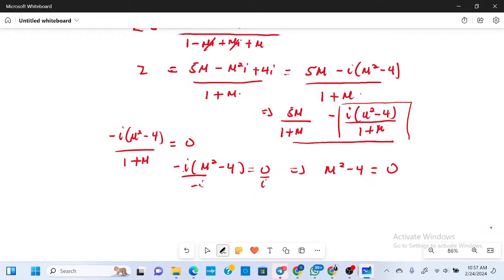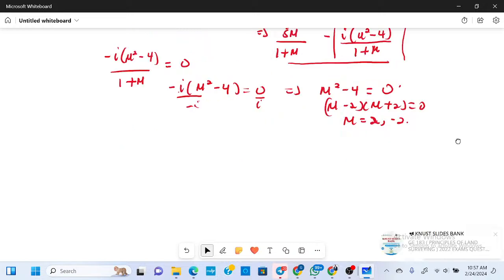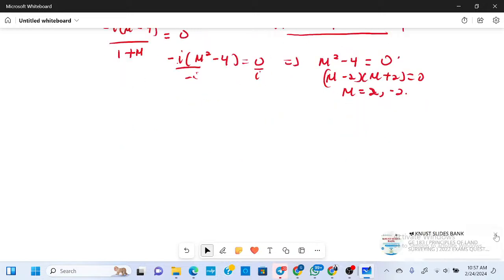So I have mu minus 2, mu plus 2, all giving us 0. So I have my mu to be equal to 2 or negative 2. And that answers the question as we are asked to find the values of mu when the complex number is a pure real number. So our fourth question.